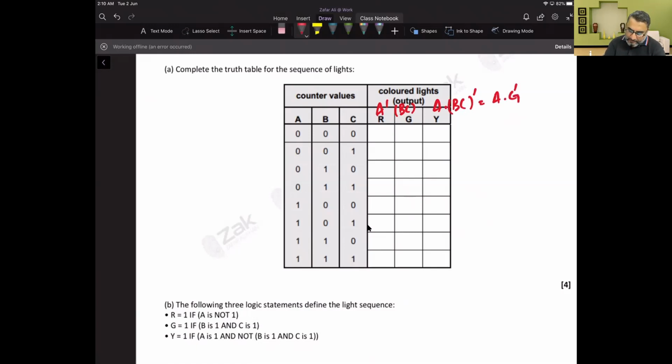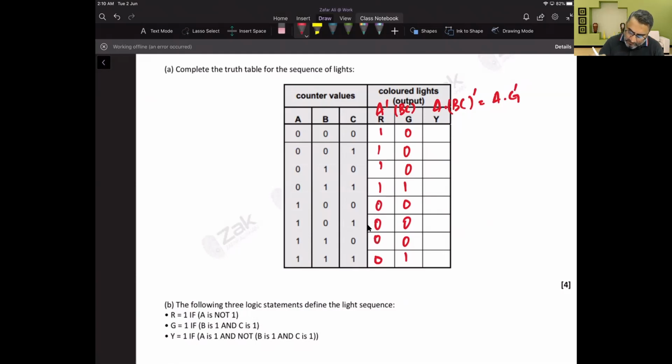Okay. So now what is R? R is simple, A naught. So this is 1, 1, 1, 1, 0, 0, 0, and 0. What is G? B and C. So 0, 0, 0, 1, 0, 0, 0, 1. What is Y? B and C naught multiplied with A.